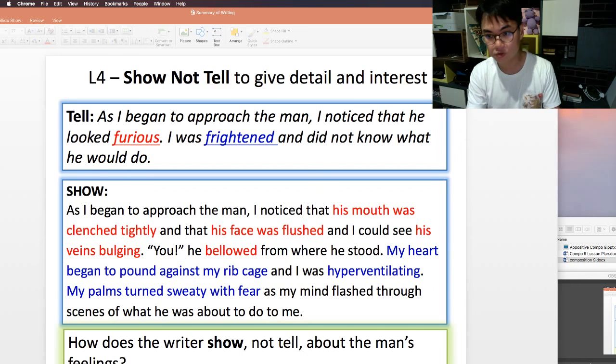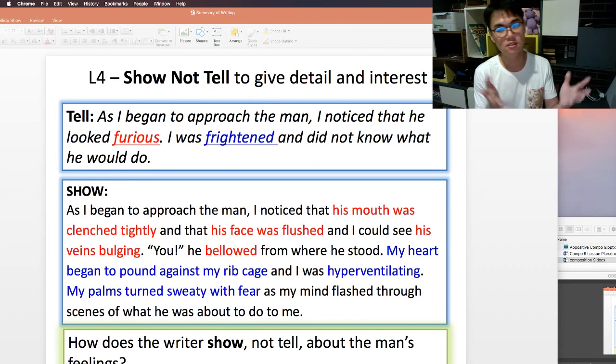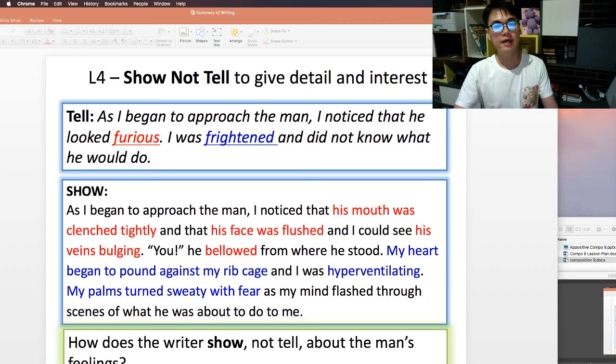L3, we talked about using participles. We have been focusing on the ing participle, the present participle, so maybe we'll just focus on that. We won't go too much into the past participles. Present participles are a lot more common in our compositions. So now, L4, we are going to talk about show not tell, which you are all so familiar with. Show not tell is huge. It can cover every part of your composition, in any area that requires you to describe something.